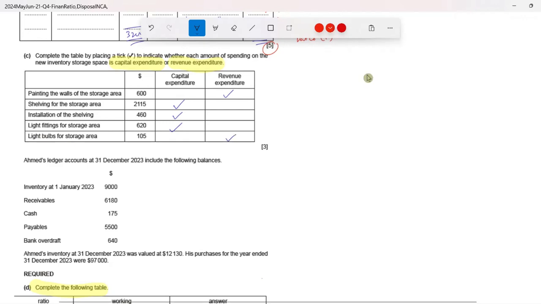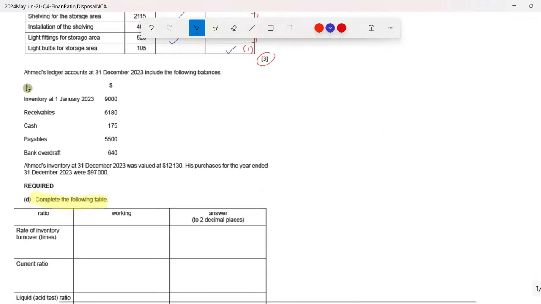Okay, let's look at marks allocation for part C. 1 mark allocated here, painting the walls of the storage area. If all these 3 are correct, 1 mark is allocated, and 1 mark is allocated for light bulbs of the storage area. That's the total of 3 marks for part C. Next, let's look at part D. Information for part D starts here. Ahmad's ledger accounts at 31st December include the following balances.